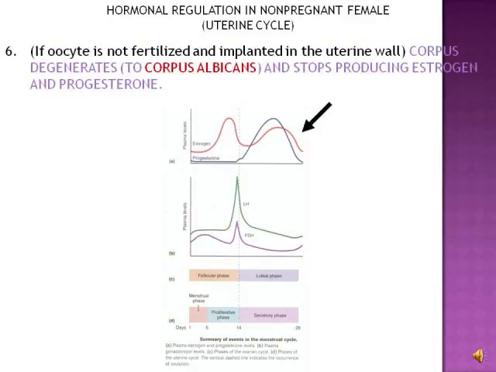In step 6, this is if the oocyte is not fertilized nor implanted in the uterine wall. In other words, it still continues in a non-pregnant female. Here the corpus luteum degenerates and stops producing estrogen and progesterone. In other words, there's an extreme fall in the levels of estrogen and progesterone. Now remember that the decrease in progesterone and estrogen will now remove the inhibition of FSH and LH.